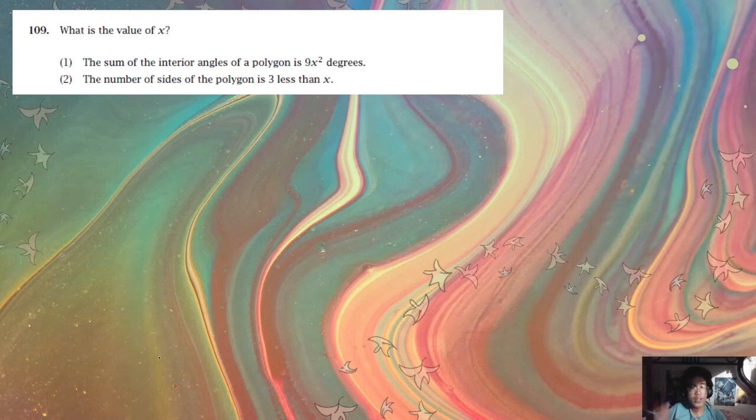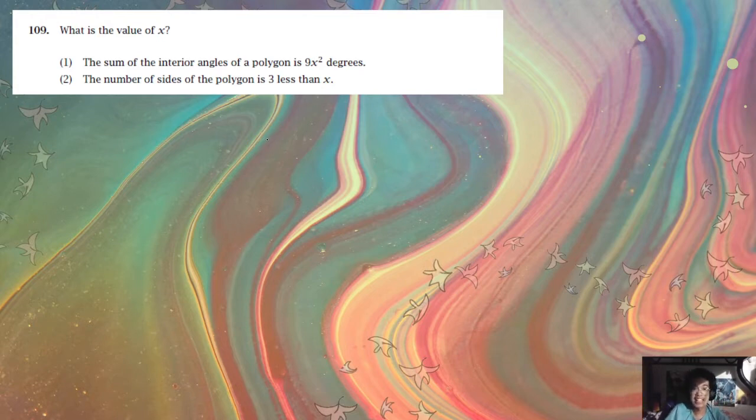Okay, so let's try solving our second problem for polygons. What is the value of x, given we have here two clues? The sum of the interior angles of a polygon is 9x squared degrees, and the number of sides of the polygon is 3 less than x. Now, we don't exactly know what the polygon is for this problem, and there wasn't a clear visual, a clear model to draw this problem.